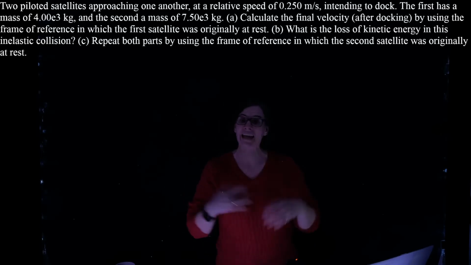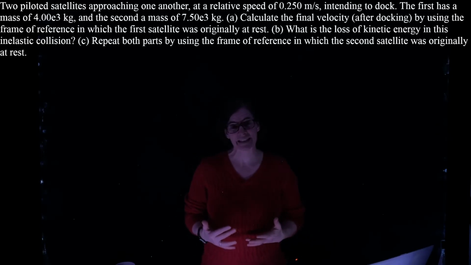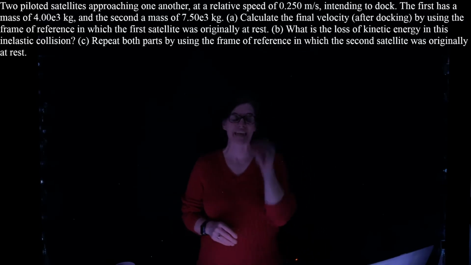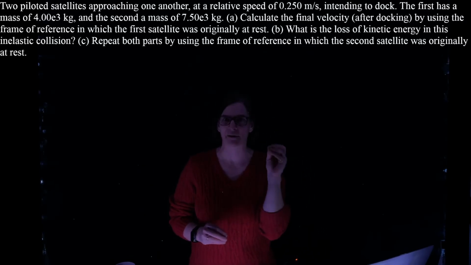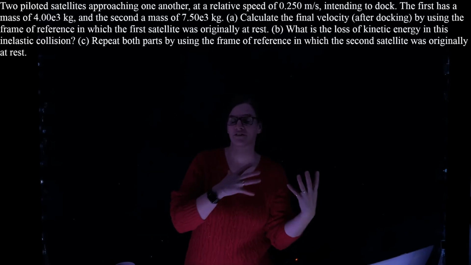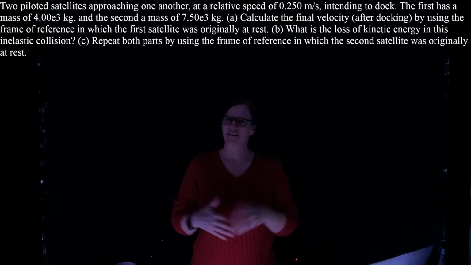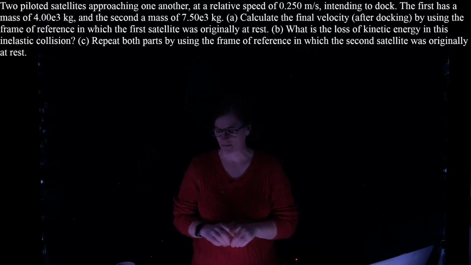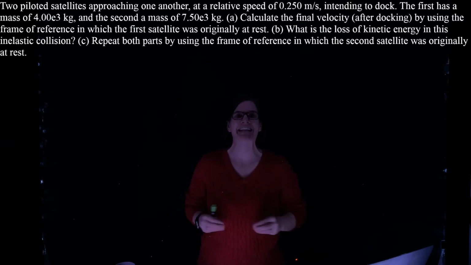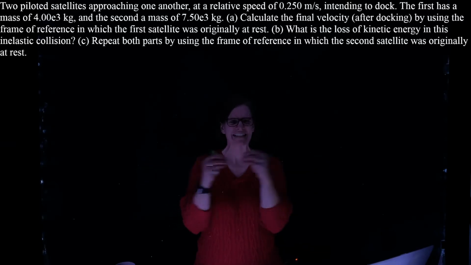Then we're going to look at the change in kinetic energy of the system, first with that first satellite being at rest, so the frame of reference of the first satellite. Then we're going to repeat that with the frame of reference of the second satellite, and see how that affects our situation. Okay, so these two objects are having a collision, and it's an inelastic collision, so they're going to stick together.